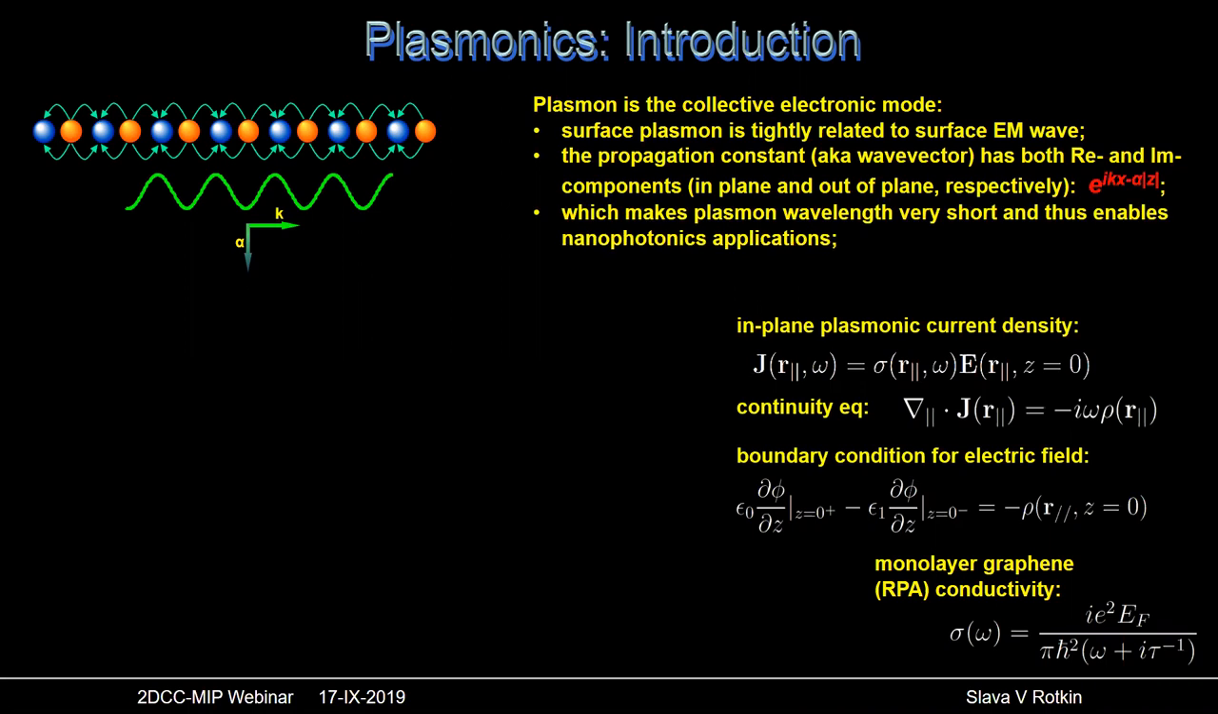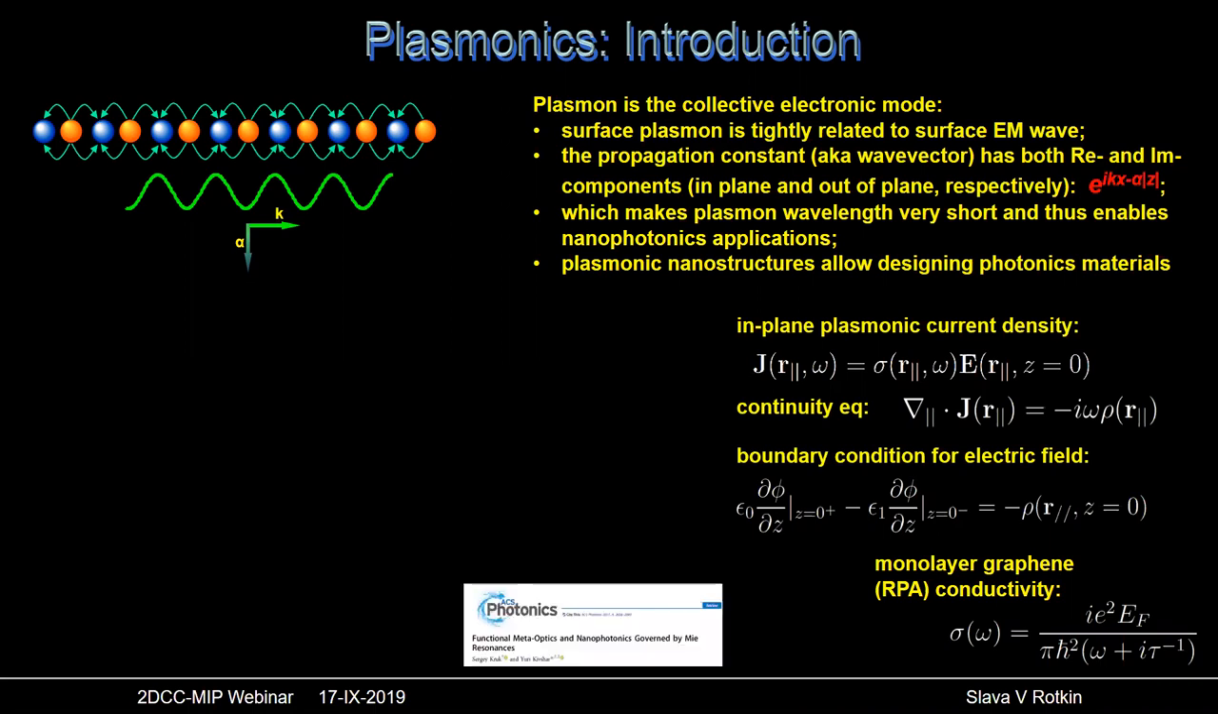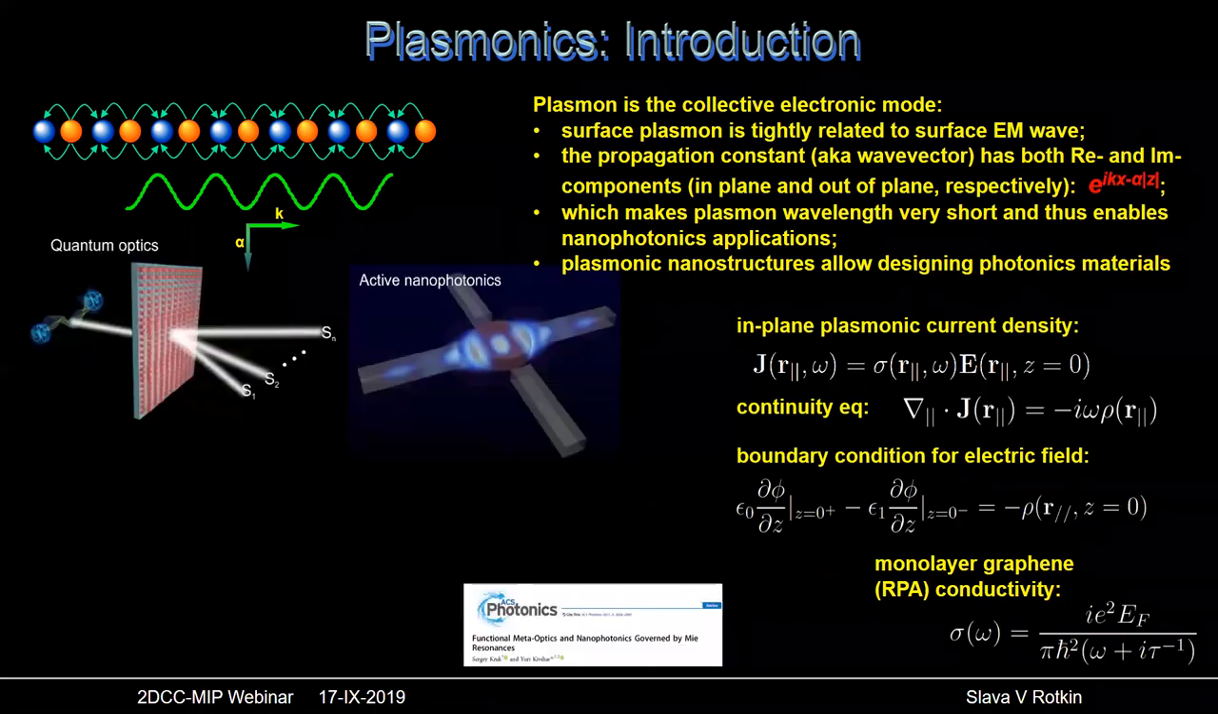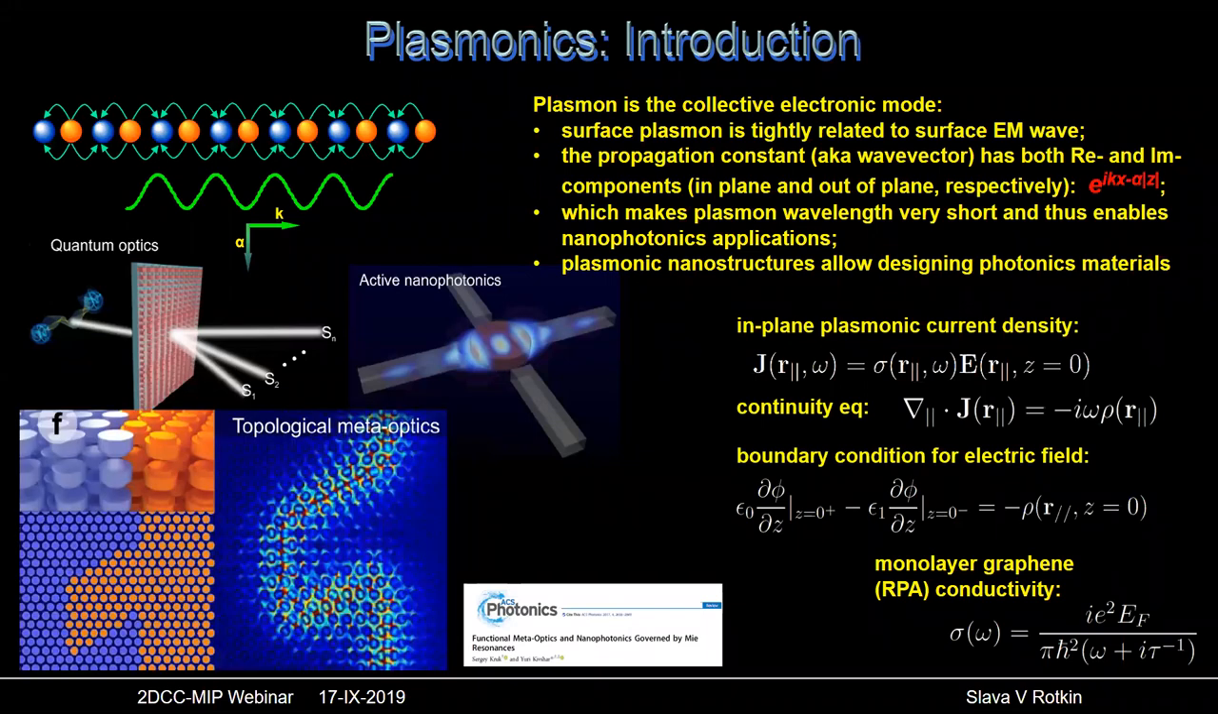So the plasmon wavelength, because of these two components, becomes very short compared to the light, and that enables multiple nanophotonics applications. And also, if you can make nanostructures made of plasmonic material, it produces multiple metamaterials or metasurfaces with applications in many areas from sensing to quantum information.